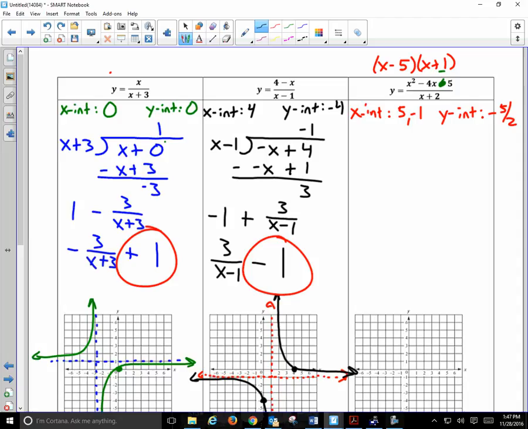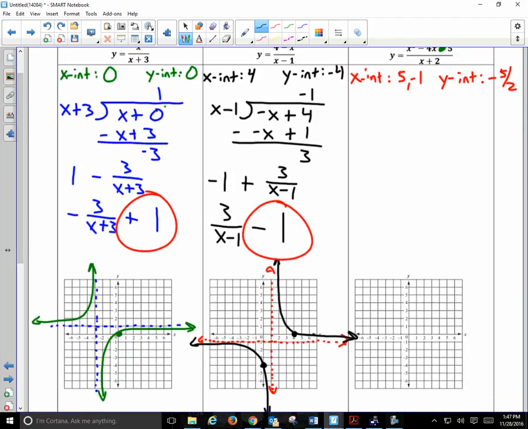Okay, so we've got x-intercepts of 5 and -1. +5, -1. And we have y-intercept of -5 halves. What about there, huh?